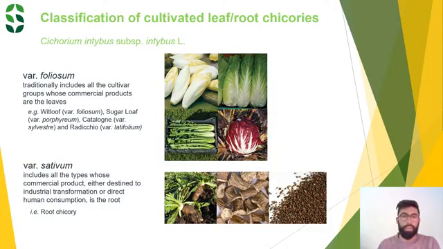According to another division, in the botanical way, Cichorium intybus, subspecies intybus, can be divided in variety Foliosum, that traditionally includes all the cultivar groups whose commercial products are leaves, like witloof chicory, or sugarloaf, from the variety Porphyreum, Catalonia, the variety Silvestre, and Radicchio, variety Latifolium.